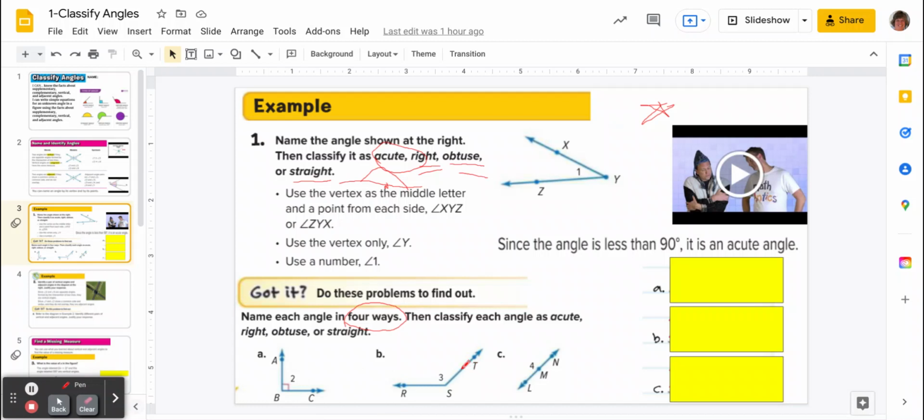Letter B. I say that this is angle RST. I can say that it is angle TSR. I can say that it is angle 3. And I can say that it is obtuse. At this time, pause your video and do number 3 on your own. Write it over here. When you are finished, you can unpause the video and we will go over it.